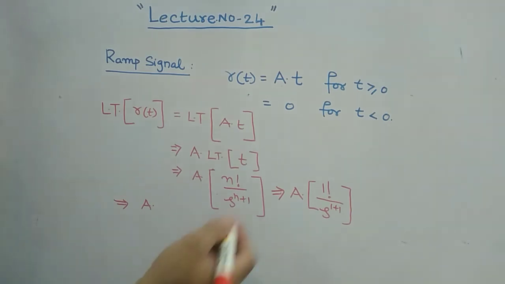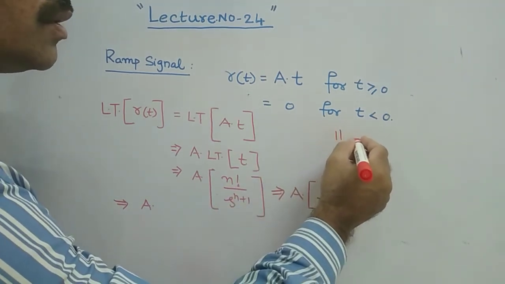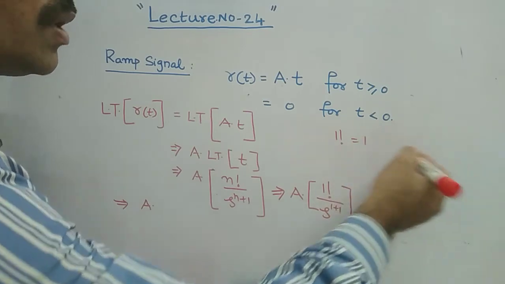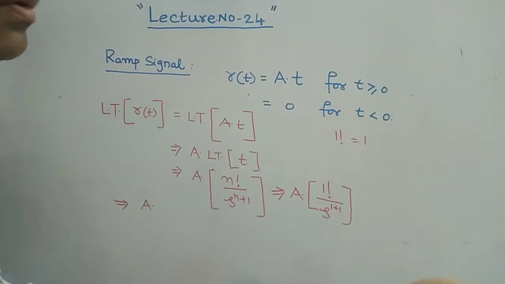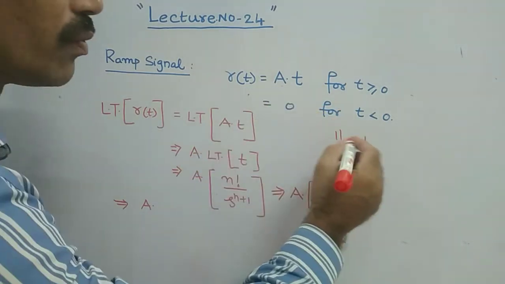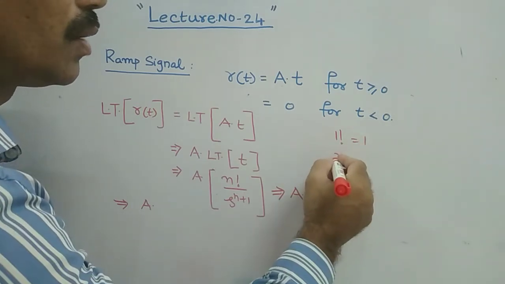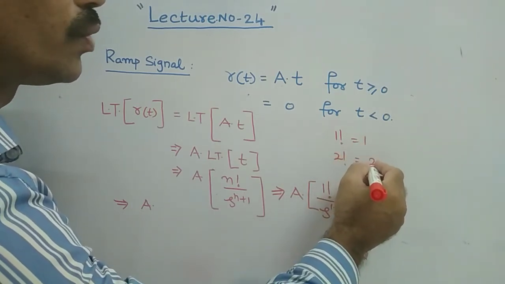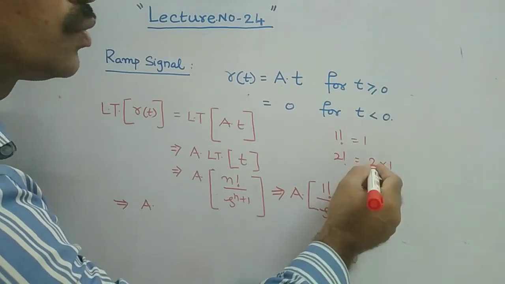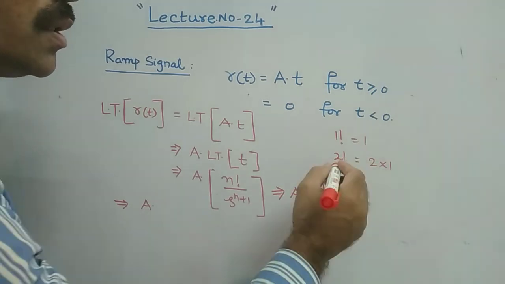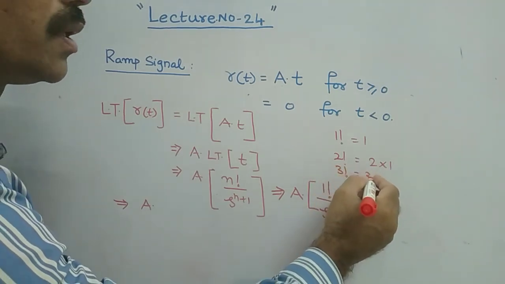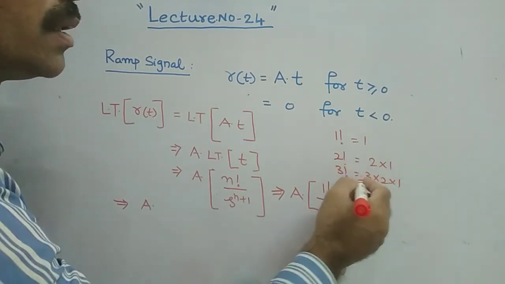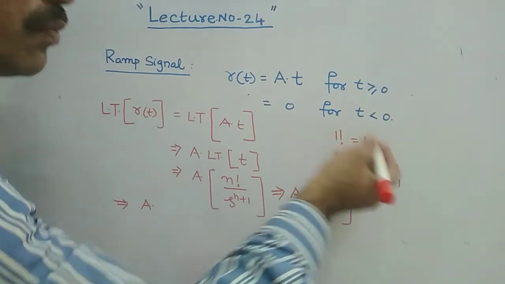Have you remembered? 1 factorial is equal to 1. It starts from 1 and decreases, so 1 is the minimum. Normally, we will not consider 0. 1 factorial means 1 only. Similarly, 2 factorial means 2 into 1. So it goes from higher to lower. 3 factorial means 3 into 2 into 1. Like that, it goes on decreasing. Therefore, 1 factorial is nothing but 1 only.